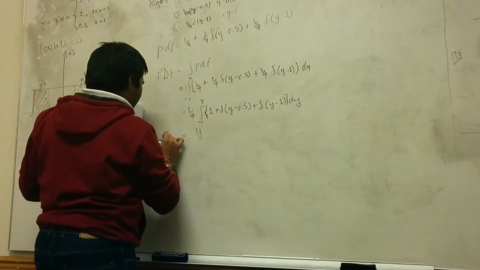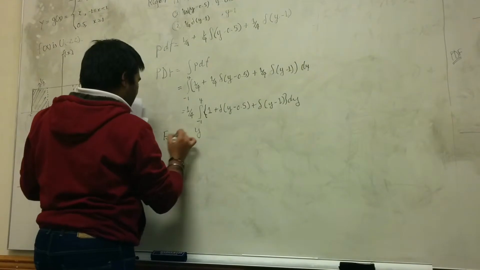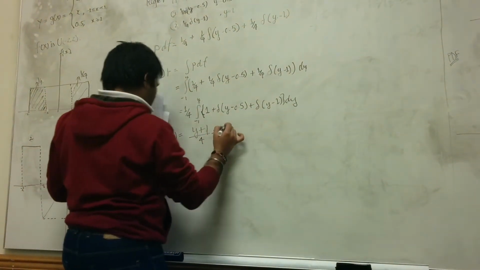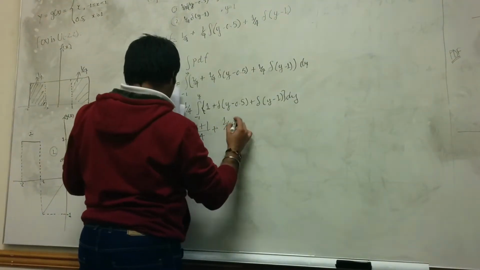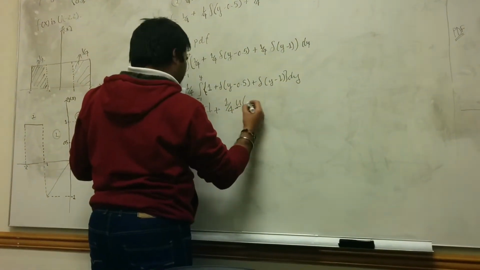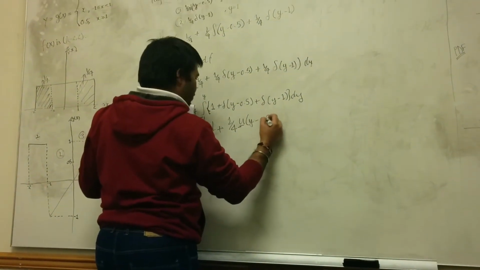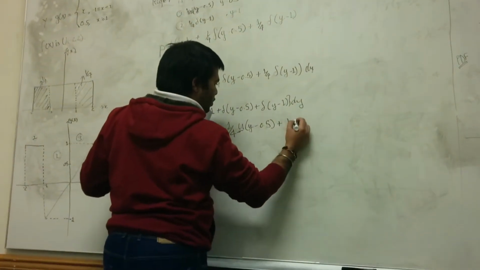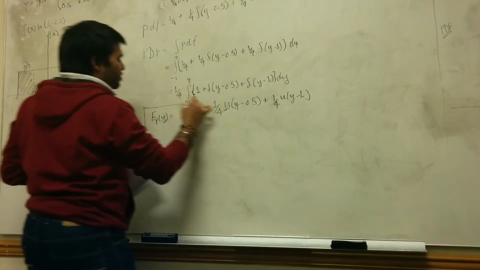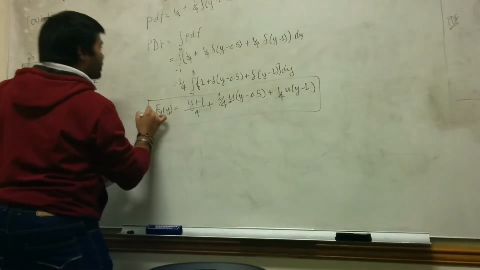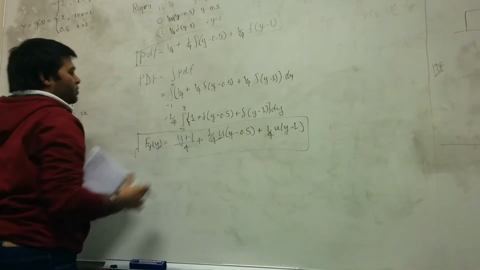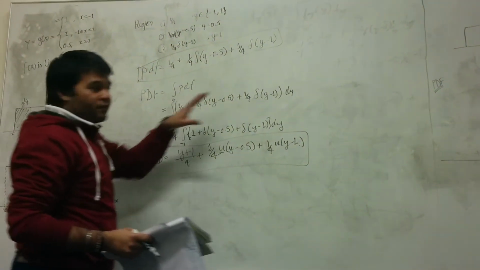that is capital PDF, that is F_Y(y), it would be (y + 1)/4 + 1/4 u(y − 0.5) + 1/4 u(y − 1), where u stands for the unit step function. So now this is the probability distribution function, and this was the probability density function. Now we'll plot them into the graph.